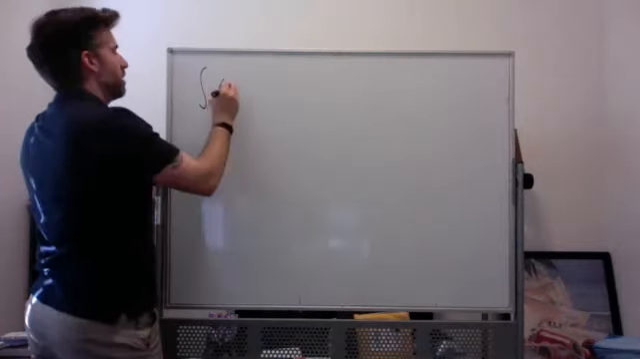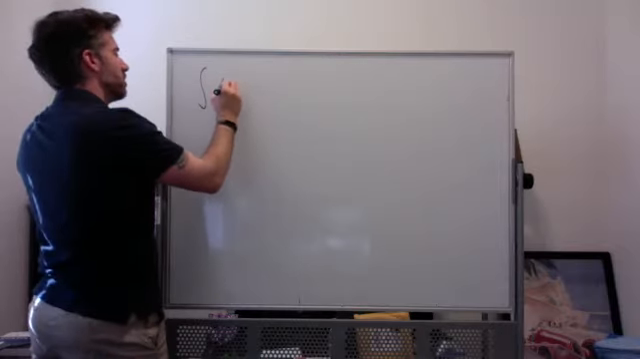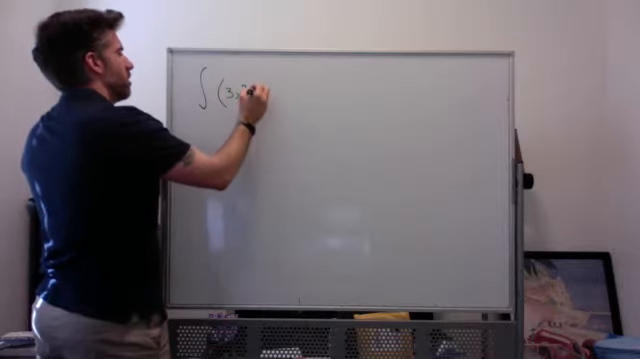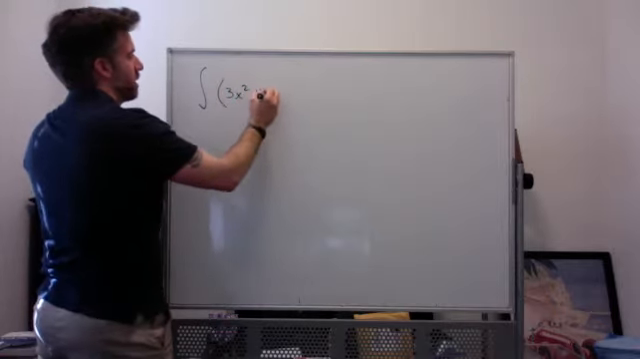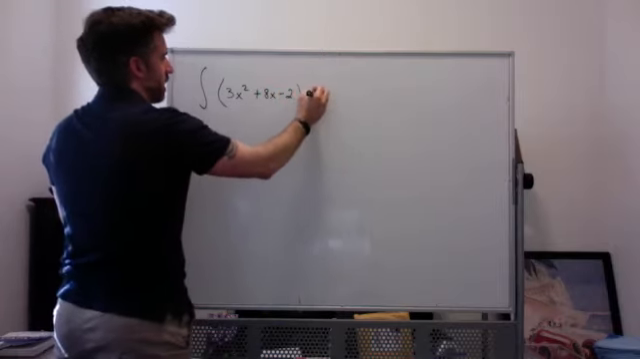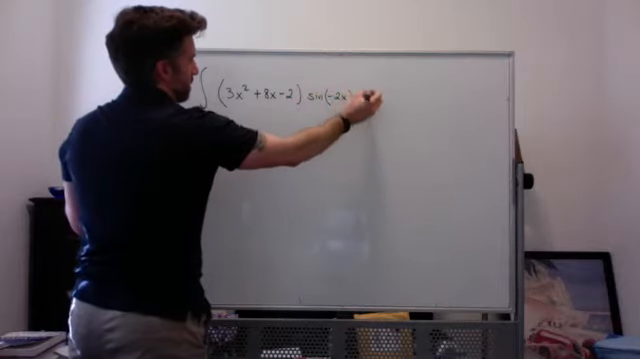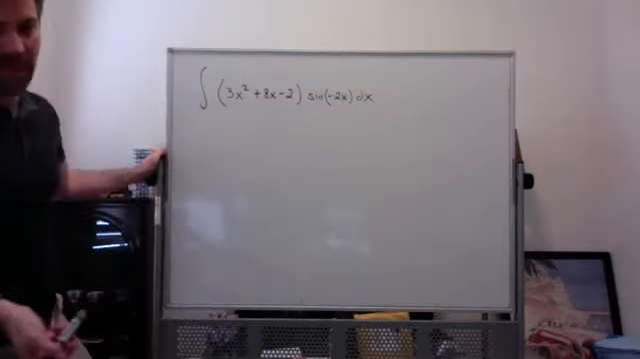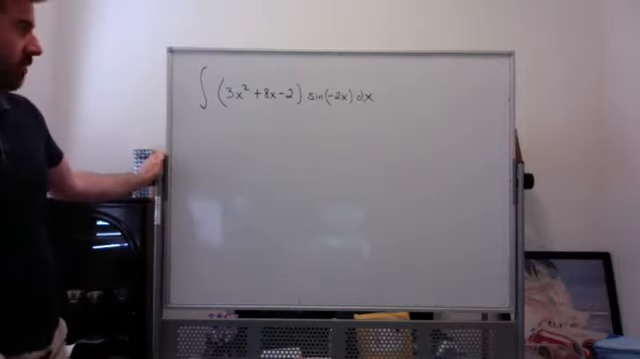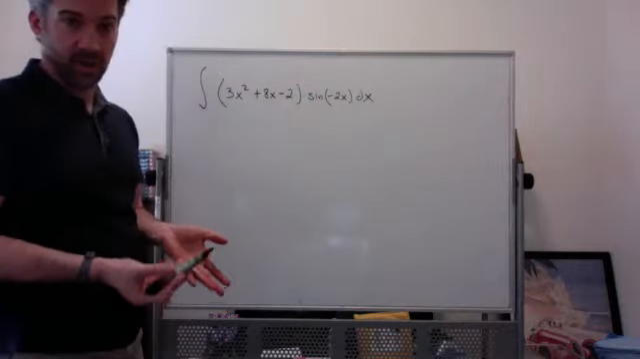let's see, I don't want to do too many steps. Let's do 3x squared plus 8x minus 2 times sine of negative 2x. Yeah, this would be, I mean, it's still not that bad, but it's kind of gross. But the choices here are obvious. I mean, or they should be obvious after this practice, right?